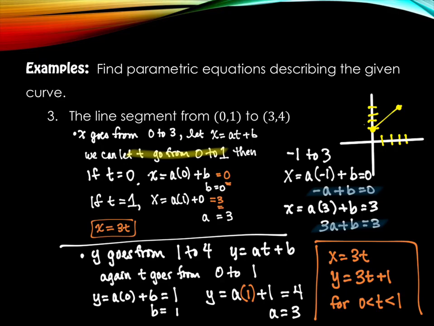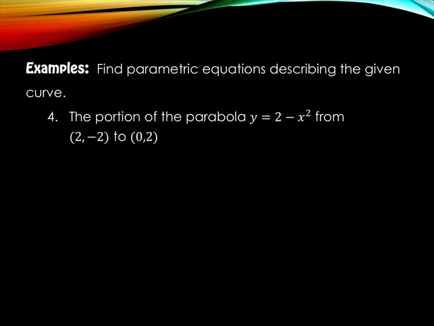Okay, you ready to do one that's a little bit more interesting? It's not a segment anyway. This one is the portion of a parabola. So we're doing the same kind of description, finding parametric equations for the given curve. The portion of the parabola is what we're working on. That's y equals 2 minus t squared from -2, 0 to 2, 0.